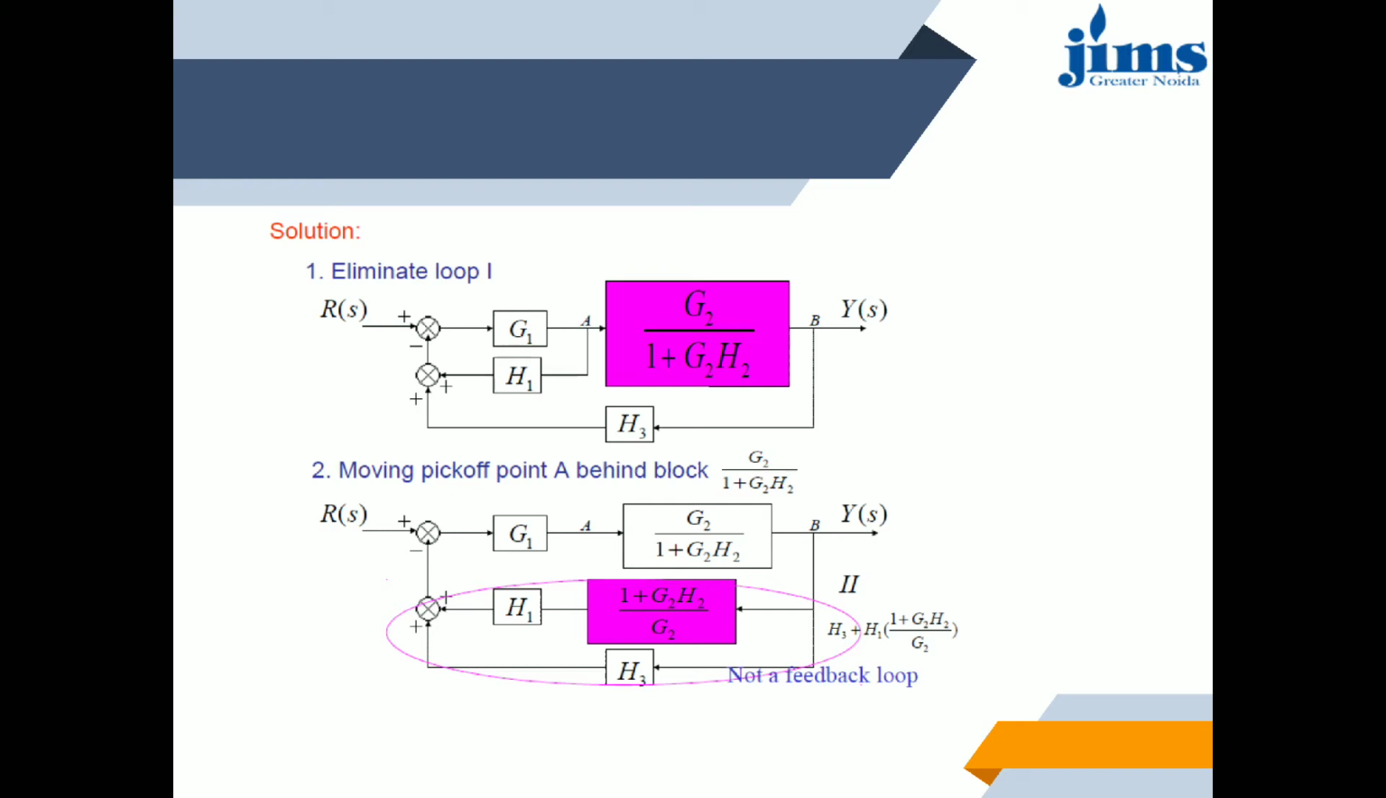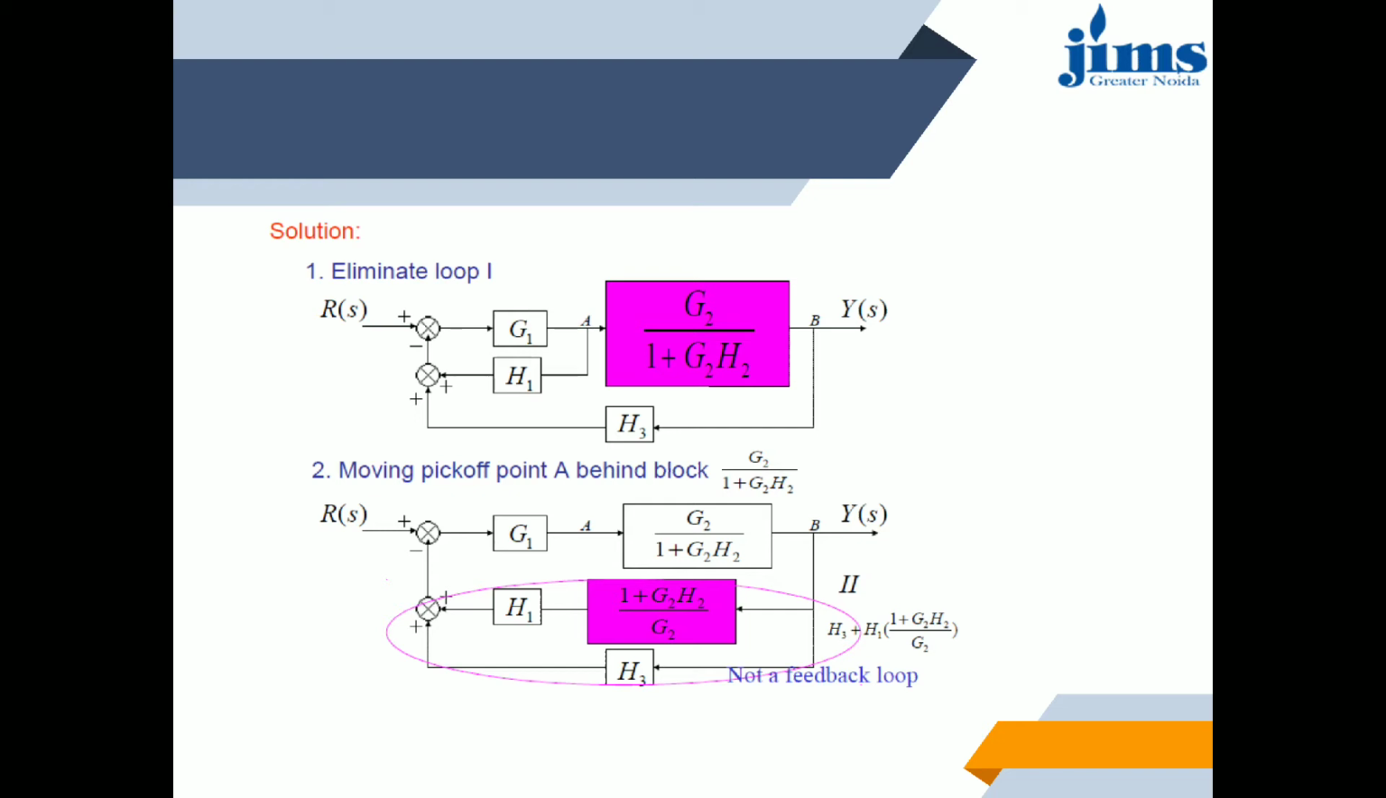So this is your transfer function of the closed loop. Next, we will move the takeoff point A behind the block. So we'll move this takeoff point behind the block. Whenever we move a takeoff point behind the block, this will be a new block diagram. That means in the feedback we have multiplied the same transfer function. So when we solve this, we need to eliminate this second loop.